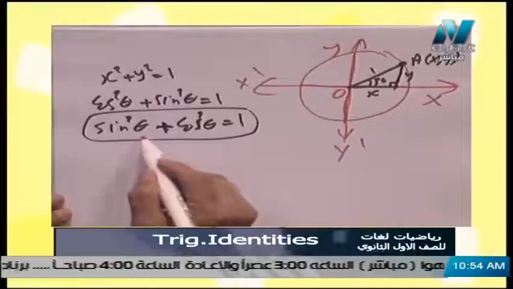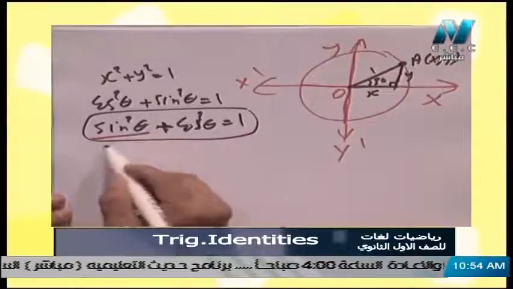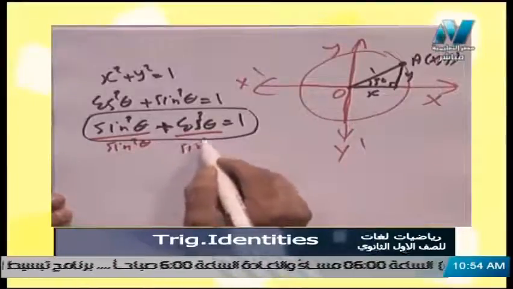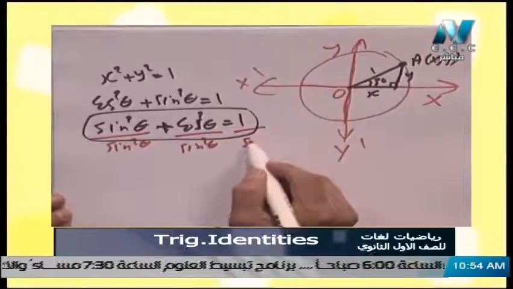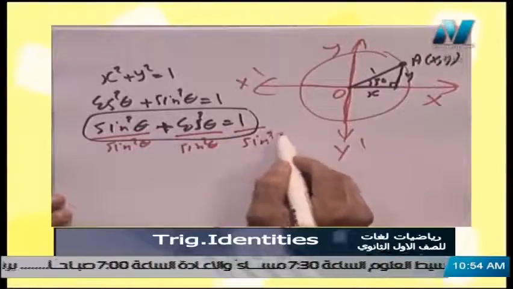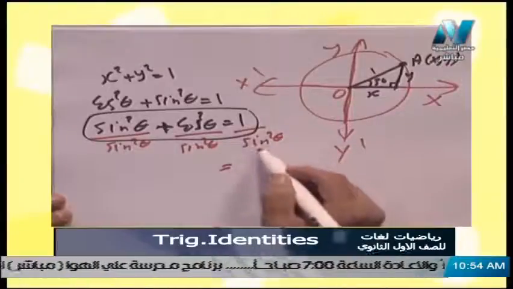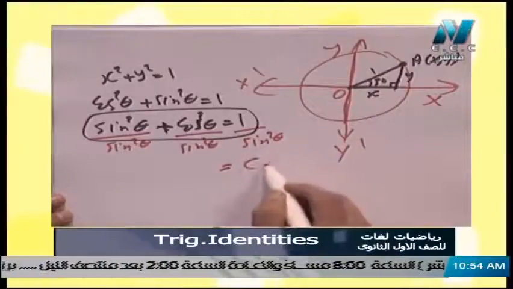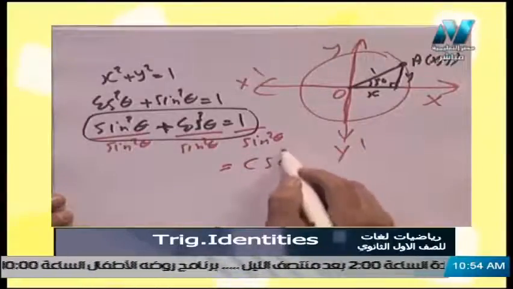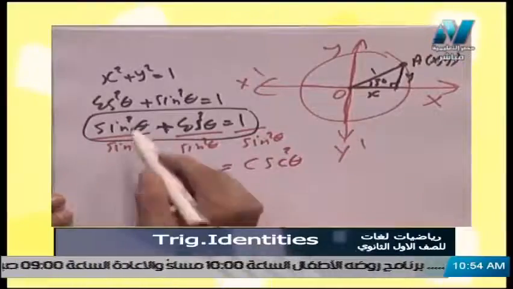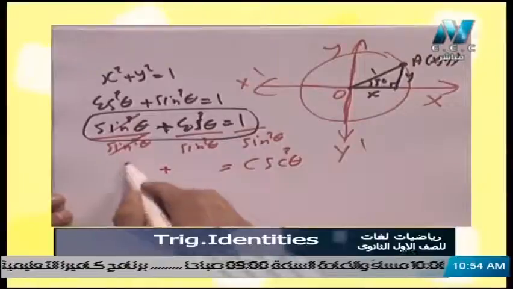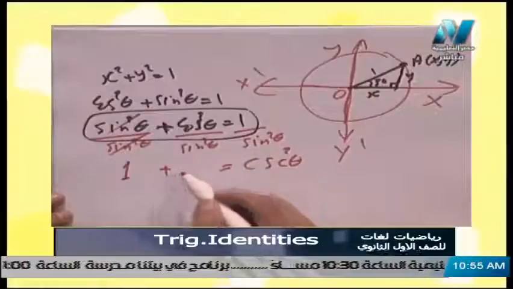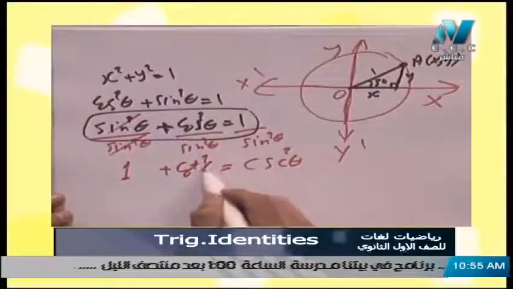If we divide this identity by sine power 2 theta here, and divide this part by sine power 2 theta, and divide this part also by sine power 2 theta, 1 over sine power 2 theta equals the reciprocal of sine power 2, which is cosec power 2 theta. And sine power 2 theta divided by sine power 2 theta equals 1, of course. And cosine power 2 theta over sine power 2 theta, you know it will be cotan power 2 theta.